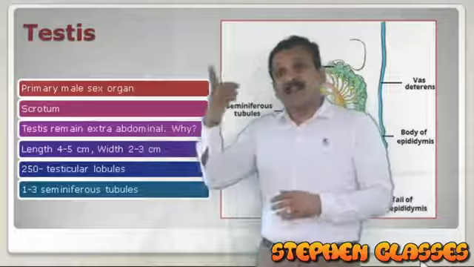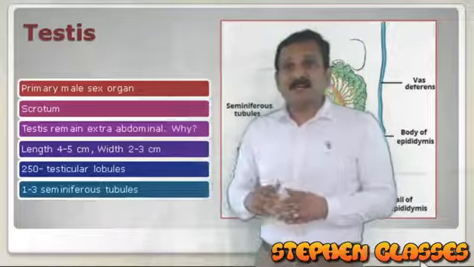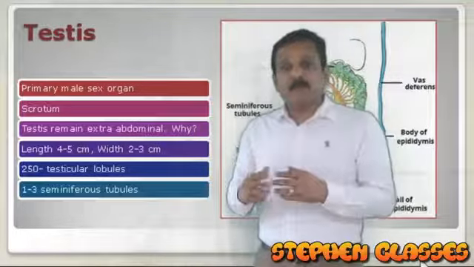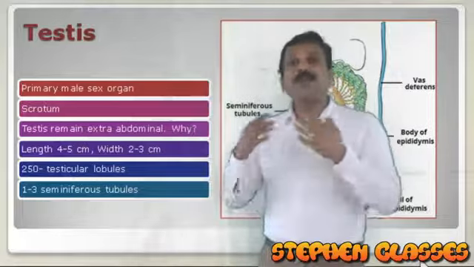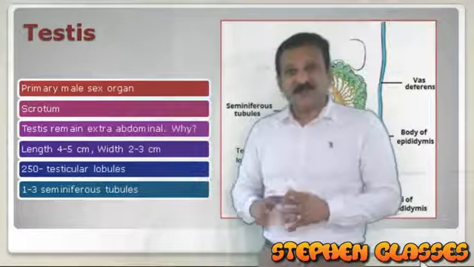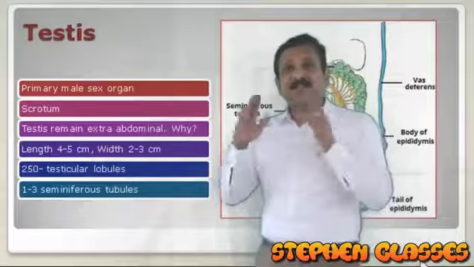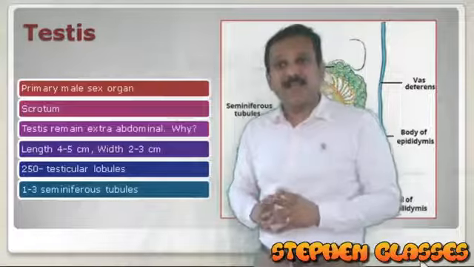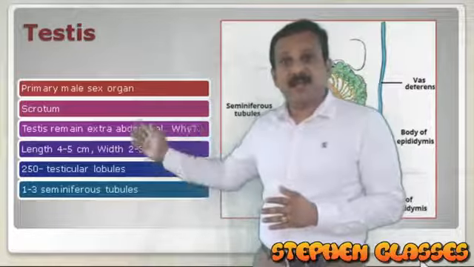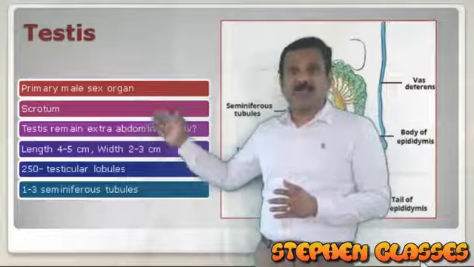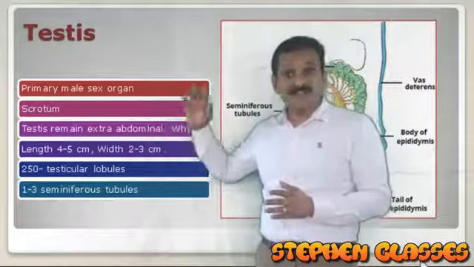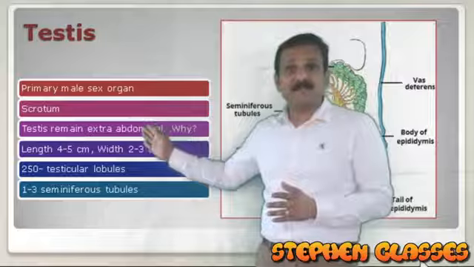Initially, during the embryonic stages, the testes will be within the abdomen. They are sent to the scrotal sac during the developmental process. So in the case of an adult, testes remain extra-abdominal to maintain a low temperature, to allow spermatogenesis, the production of sperm cells.